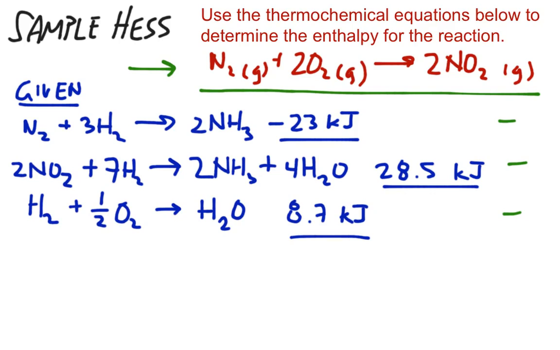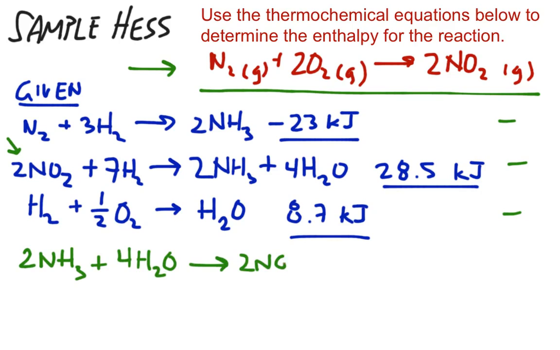However, if we look at this problem, we don't already have all that, and in fact we have many things to cancel out. If we look carefully at the second equation, it is the only equation that contains nitrogen dioxide. Nitrogen dioxide needs to be found on the opposite end of the arrow. So we're going to flip this equation and rewrite it: 2 NH3 plus 4 H2O will yield 2 NO2 plus 7 H2. That's also going to flip the sign of our reaction to negative 28.5. And this will cause this one to go away.